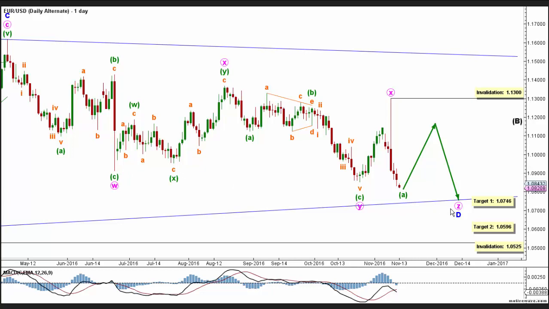Now note that this count has a lower probability because triangle subwaves are almost never known to form triple zigzags. This count is invalidated by movement above 1.1300, as green wave B of this zigzag may not move beyond the start of green wave A, and it's also invalidated by movement below 1.0525, as blue wave D of this contracting triangle may not move beyond the start of blue wave C.